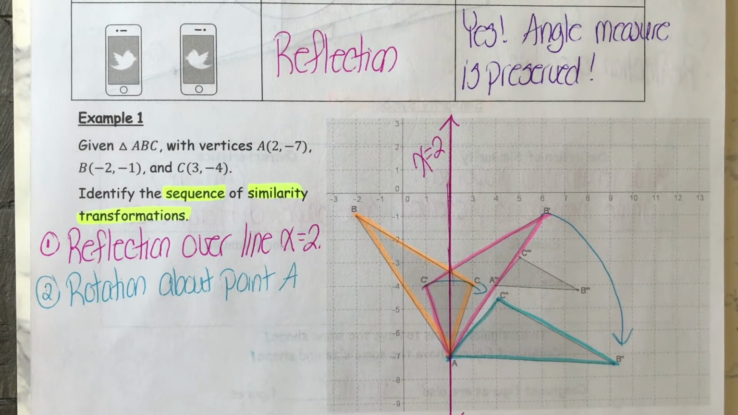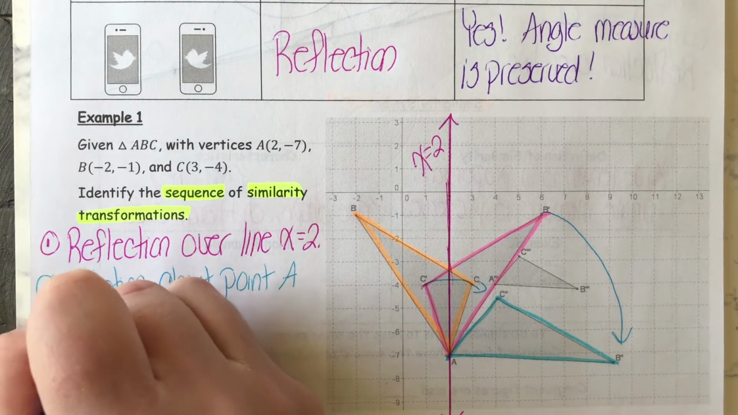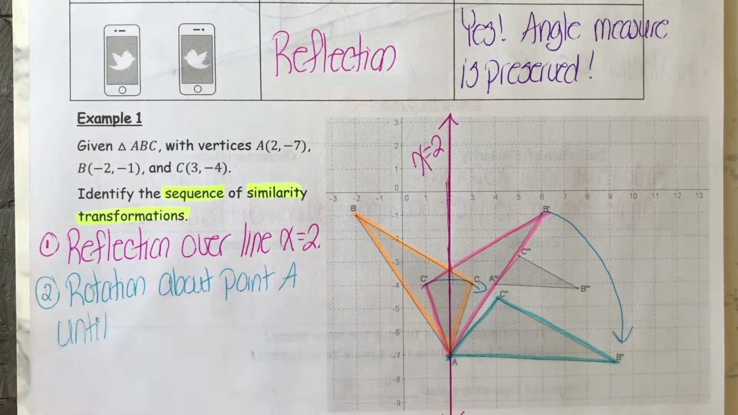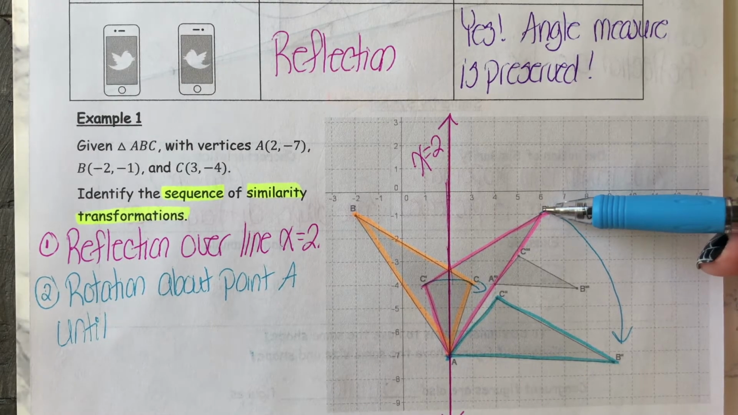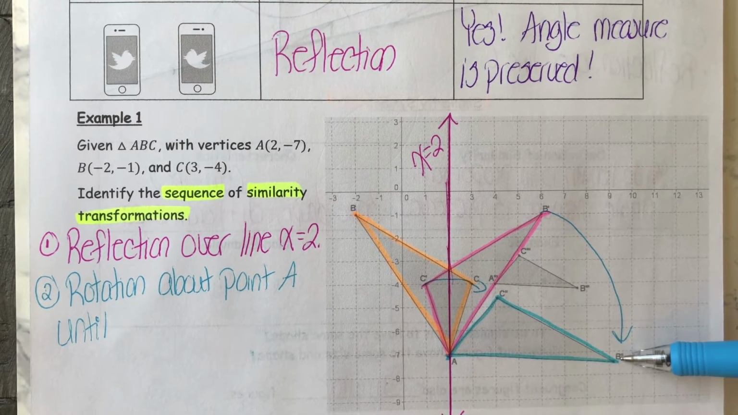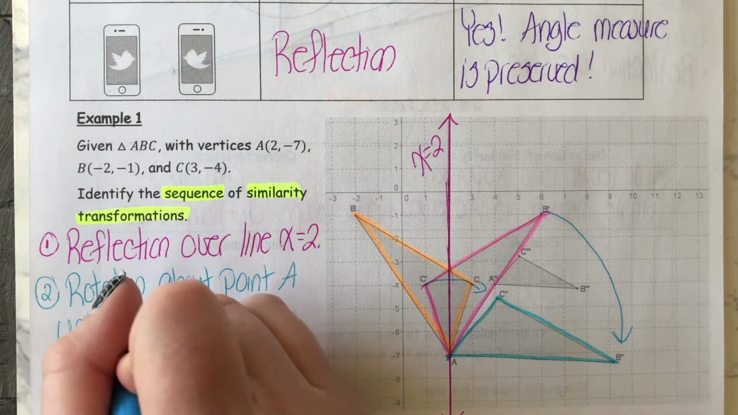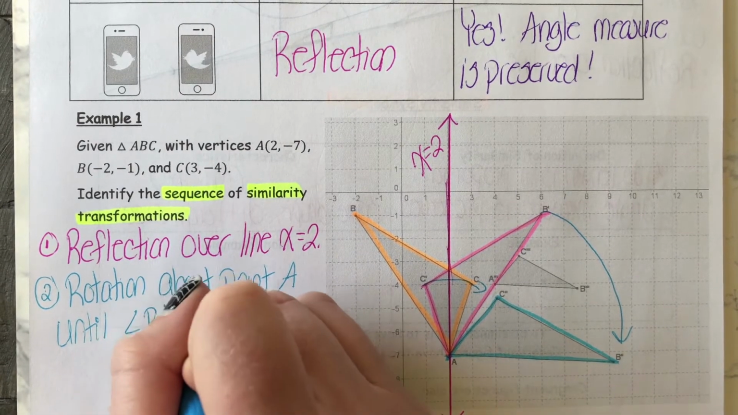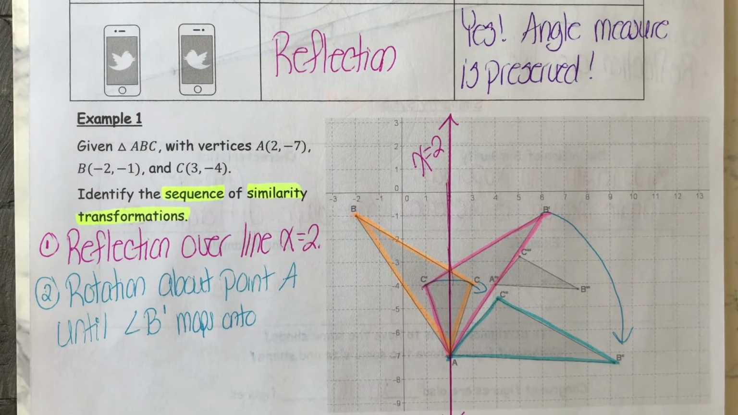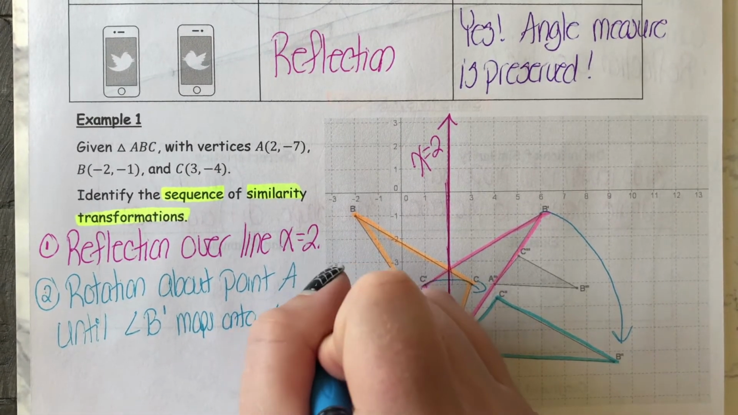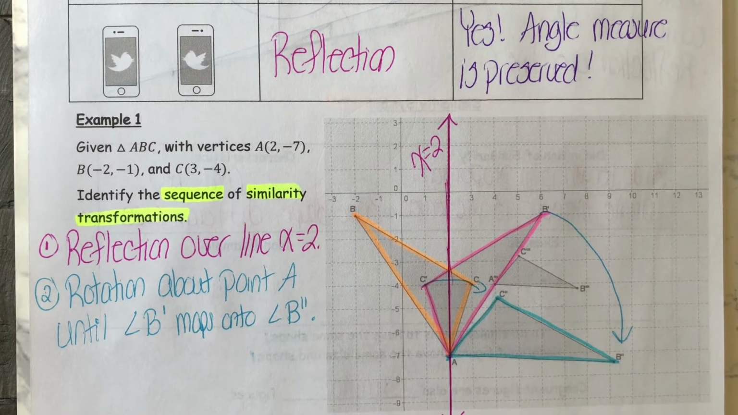So I'm going to say it's a rotation about point A, and I'm going to continue rotating until, now I just have to pick one pair of corresponding angles and then I'm done. So I'm going to say B prime maps onto B double prime. And again, you have to use that angle symbol. So it's until angle B prime maps onto, it's got to rotate right on top of angle B double prime. All right, and I'm done with number 2. Now I just have to look for that triple prime and I can call it a day.